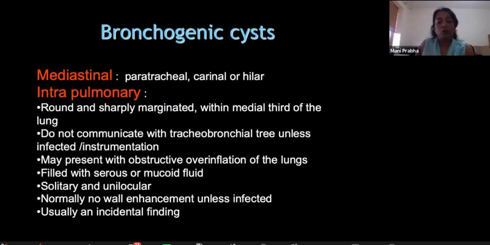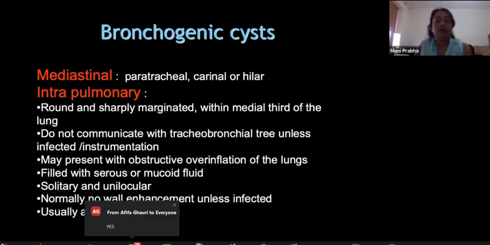And normally there is no wall enhancement unless they are infected. And usually they are incidental finding. Unless they cause obstruction, they are usually not detected. And they are left alone also. They are not removed unless they start causing any symptoms to the patient or are extremely large.